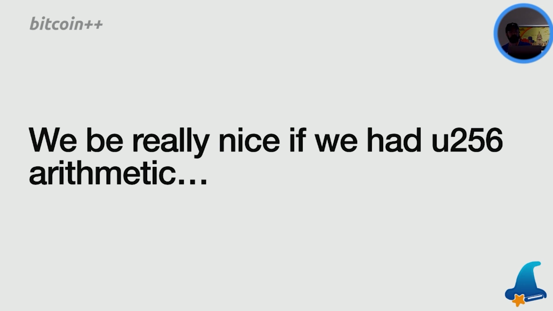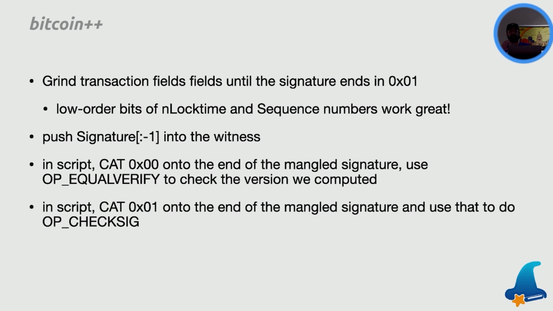Script restoration coming soon. So what we do instead is outside of the script in our application, we grind fields until the signature ends in a 0. So you've got to pick a field in your transaction that you can just grind through. I've found that nLockTime and sequence numbers work really, really well. On average, you do it less than 256 times. And then you lop off the last byte of the signature, and that's what you stick in witness data. So you have the first 63 bytes of a signature, put that in a witness, and then in your script, you add on a 0 byte, use EQUALVERIFY to check that it matches the thing that you computed, and then you add a 01 onto the end of it and use that to actually do the CHECKSIG. So this first one is used to validate that you computed everything the way you wanted to, and then the second one is actually enforcing the covenant.